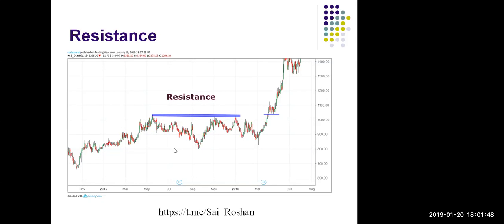Now the other important thing is, once the stock breaks the resistance, it has gone above the resistance, the previous resistance would now become the support. Very, very important. I'll repeat my statement again. Once the stock breaks the resistance and goes above, the previous resistance will now behave or act like a support.